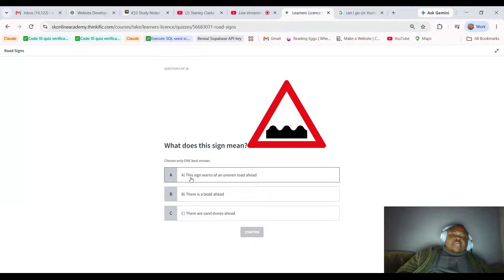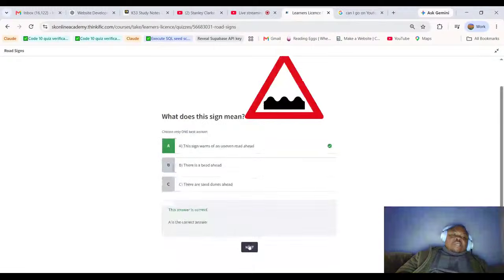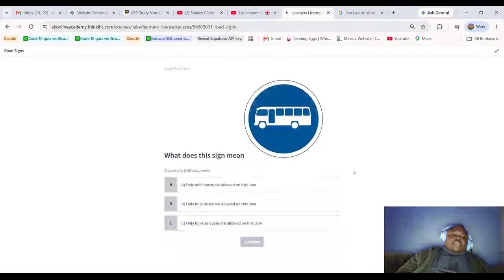Is it A, this sign warns you of an uneven road ahead? Or B, there is a bump ahead? Or C, there are sand dunes ahead? What is the correct answer, guys? All right, A it is. And yes, A is indeed the correct answer.